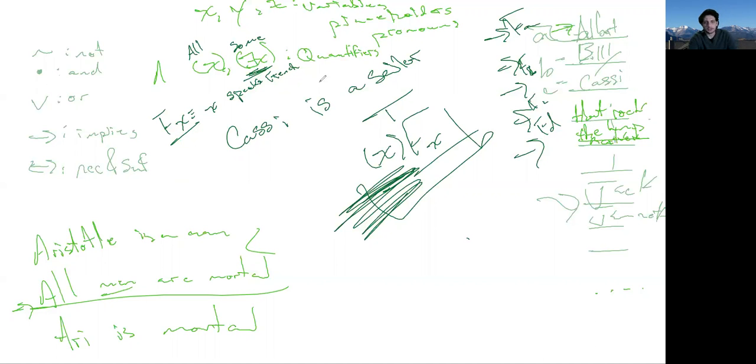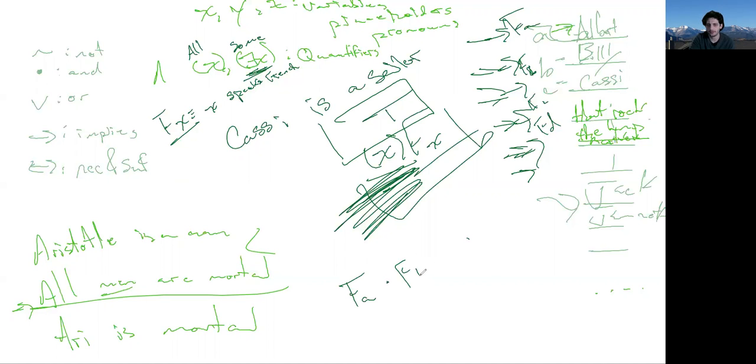Okay. If Fx means x speaks French, then this sentence, for all x, Fx, means check every single name on the list and make sure that person speaks French. That's the only way this is true. So that's the same thing as saying FA and FB and FC and so on.